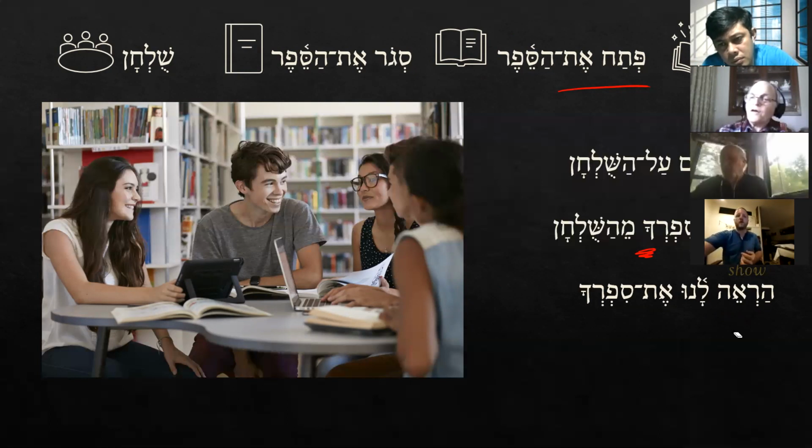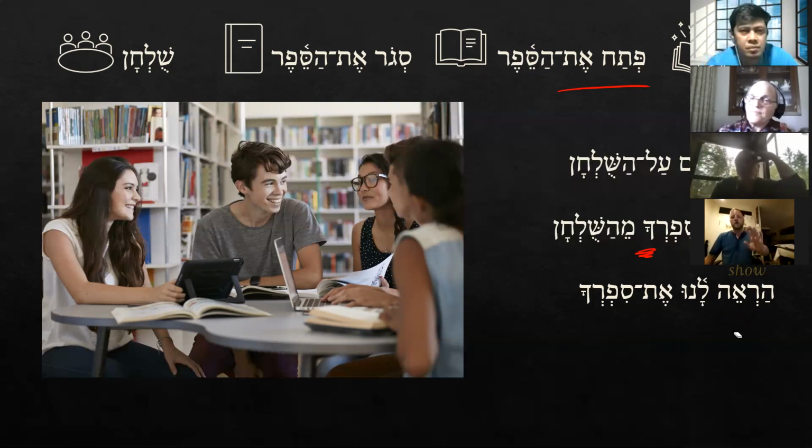So right now you can't see my house key on my camera, right? You can't see it, but I'm going to show it to you means I put it in your vision. I cause you to see. Okay, I'm showing you my key. Ani mar'e lecha et hamafteach. In the past, hir'eti lecha. This is the hifil form of ra'a. We're going to cover that in the next course. That's not in this course. But I just wanted you to see that it's connected. Har'e lanu et sifrecha, show us your book.